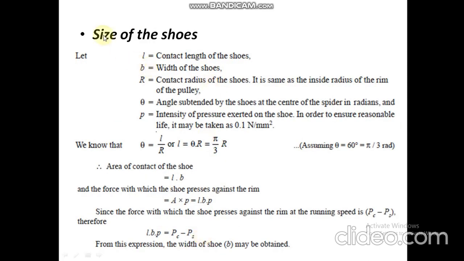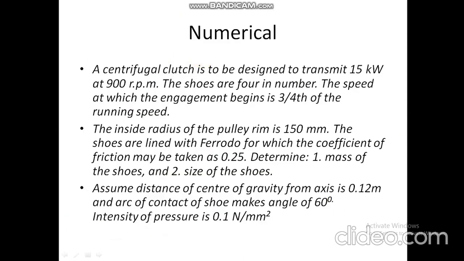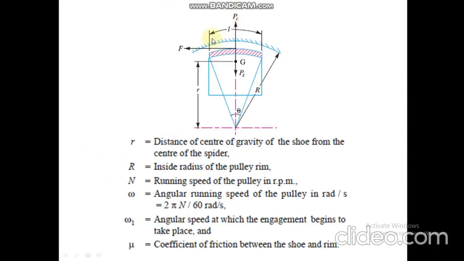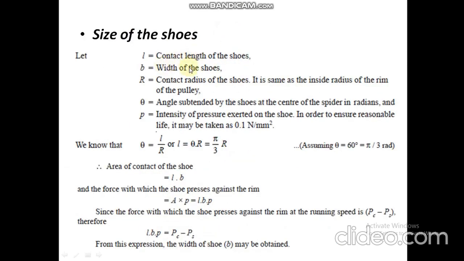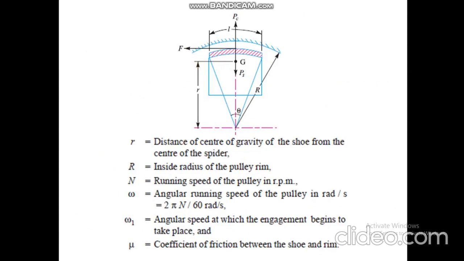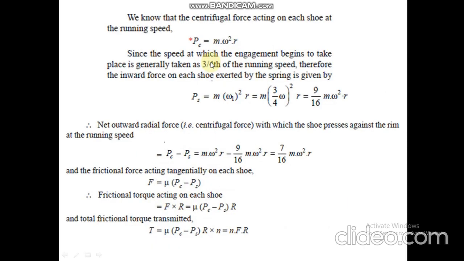Now, in the next step, the other thing which you want to find for the design of centrifugal clutch is the size of the shoes. For the size of the shoes, you should understand what is length or contact length of the shoes. So let's see this diagram. This arc length, curved length, is the length of the shoe, l, small l. B is the width of the shoe, which is acting in a plane perpendicular to this screen.